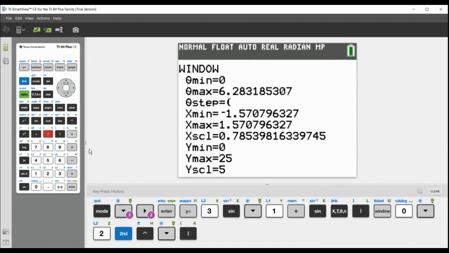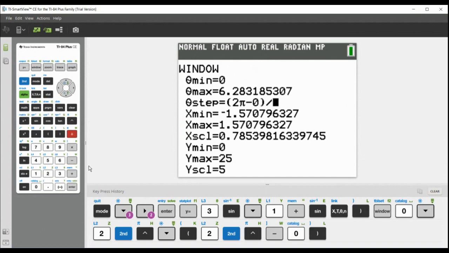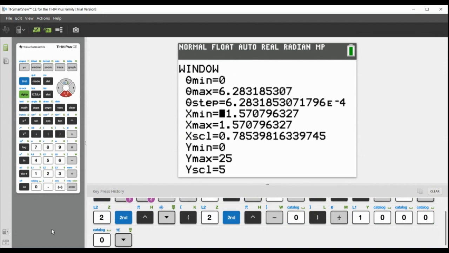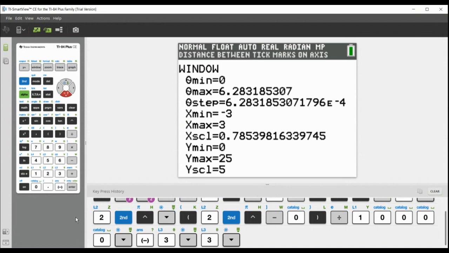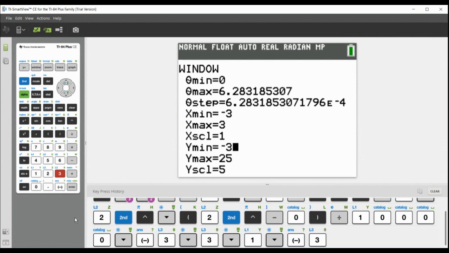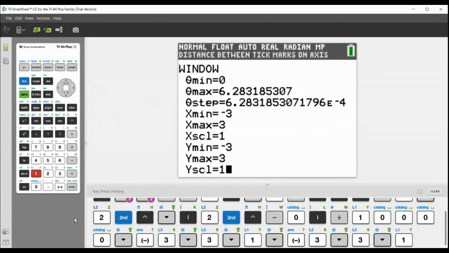And then for my theta step, I'll take the difference between my theta max and my theta min and divide it by like 10,000 points, just so it doesn't graph so fast. And then for x min, I'll say -3. For x max 3, y scale 1, y min -3, y max 3. Okay, so far so good.